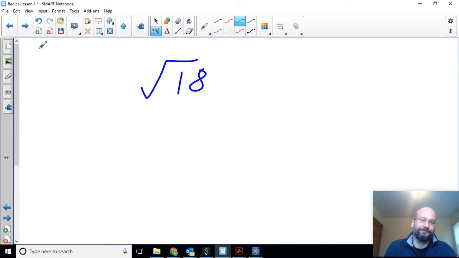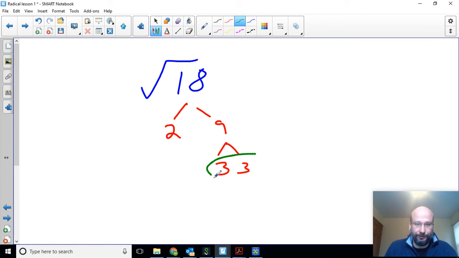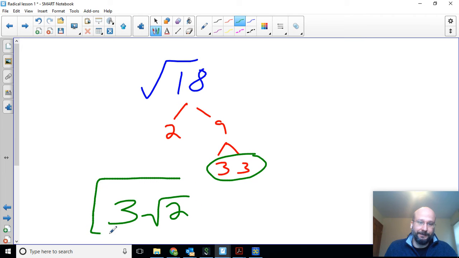Let's do another one. 18, simpler one. So again, I'm going to do 2 times 9. Choose prime. So that's done factoring. And then I have 9. What goes into 9 is 3. 3 times 3. Now, if I circle my pairs, I have a pair of 3s. And only one lonely 2. So for the pair of 3s, I bring 1 to the outside. And on the inside, I have this 2. So this would be my answer.